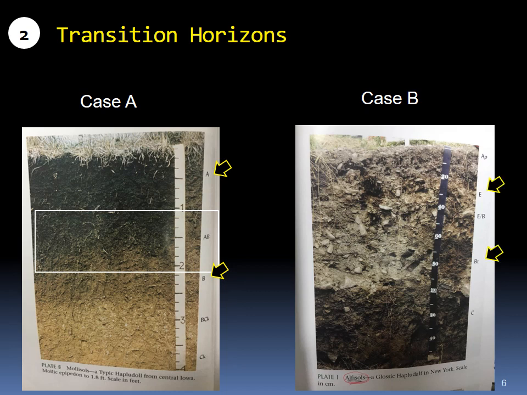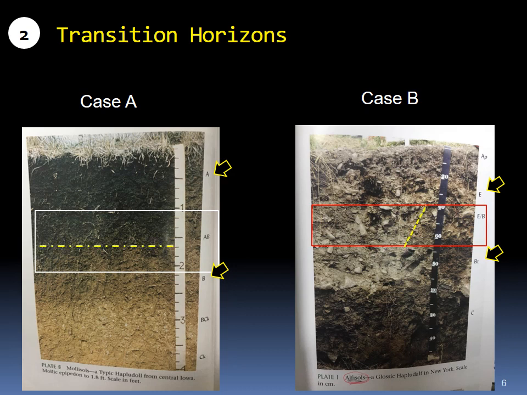Now, if you look at case B, you would find that the first arrow indicates an E horizon, and the second arrow indicates a B horizon. But between these two horizons, there is a layer that is given by E/B, and this is another type of transition horizon.